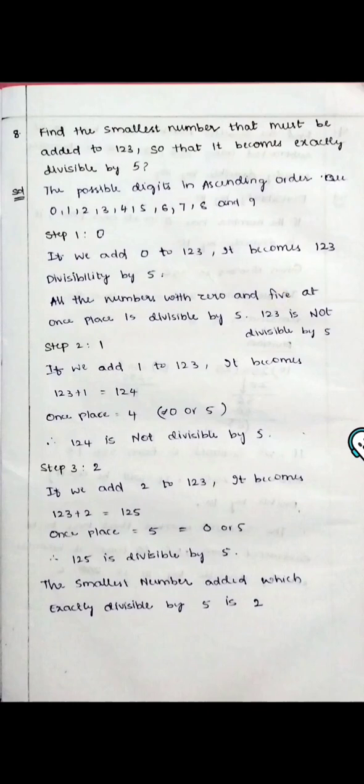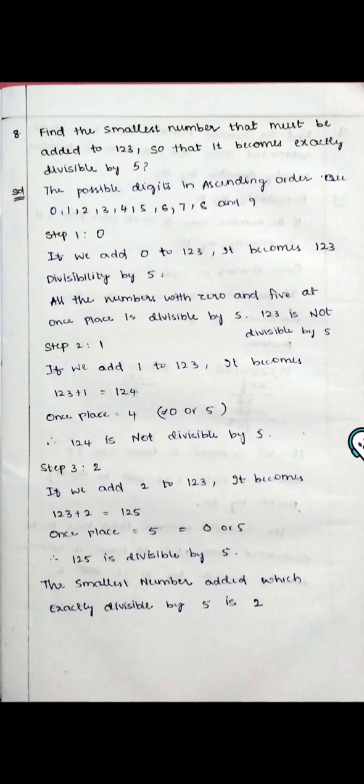If we add 0, we get 123 only, which is not divisible by 5. If we add 1, we get 124. That is also not divisible by 5 because the number does not end with 0 or 5. If we add 2, then we get 125, which is divisible by 5, since it ends with 5.